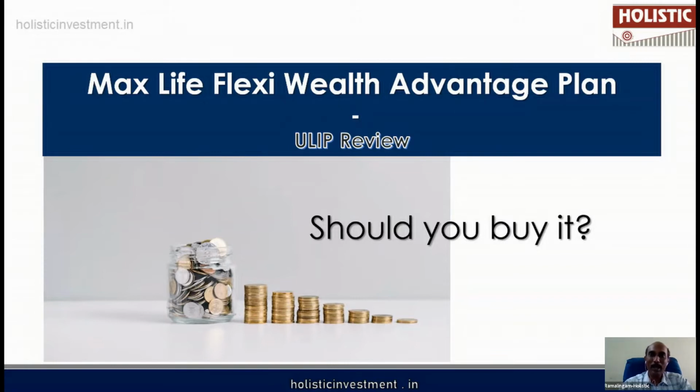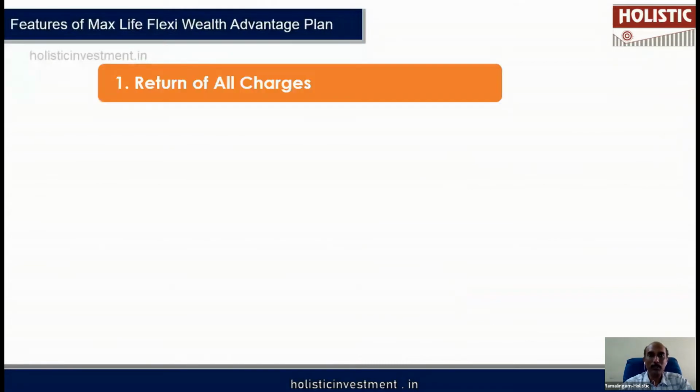Let us evaluate. Before we get into the analysis part, we will look at the key features of this particular policy. This policy has got a key feature, return of all charges, because one of the major complaints on ULIPs is heavy charges. But this policy has got a new variant which says we will return all the charges which we charge in the beginning at the maturity. Does it help you create overall better return? Let us evaluate.